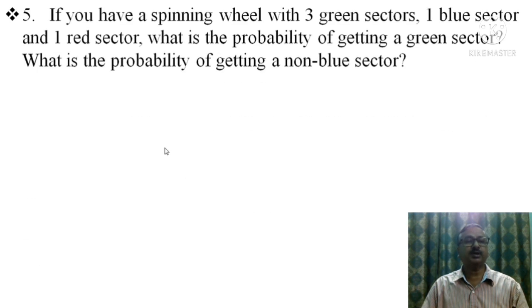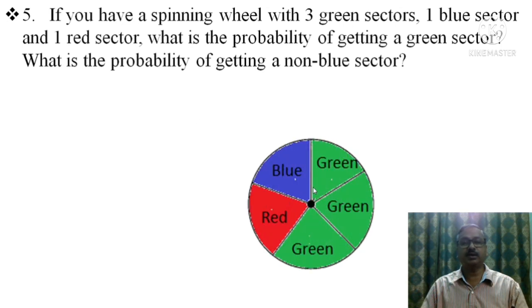So now see next question. Question number 5. If you have a spinning wheel with 3 green sectors. Now see, one spinning wheel is there. In that wheel there are 3 green sectors, 1 blue sector and 1 red sector. What is the probability of getting a green sector? This is one part. And what is the probability of getting a non-blue sector? 3 green, 1 blue, 1 red. Now see, this is the wheel. Green, green, green, 3 parts. This is the blue part, this is the red part. So in this spinning wheel, the probability of getting green will be more since there are 3 green parts and 1 part blue, 1 part red.